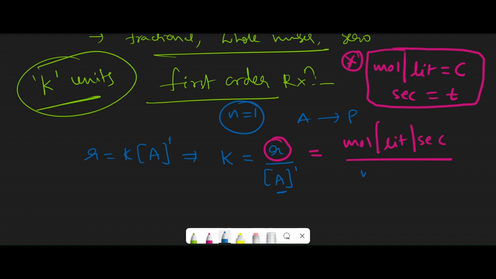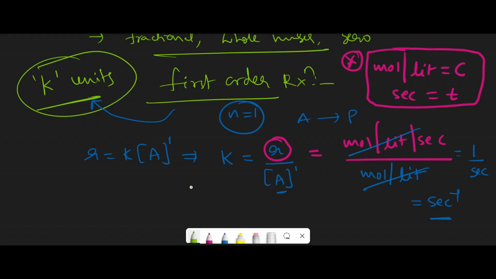So the concentration of A is nothing but mole per liter. You can calculate directly here: mole per liter gets cancelled. We have got 1 by second. That means second inverse is the unit of the first order rate constant. Clear?